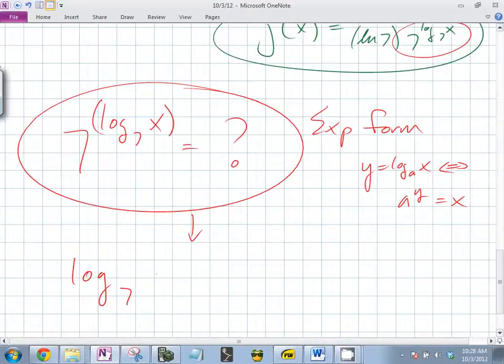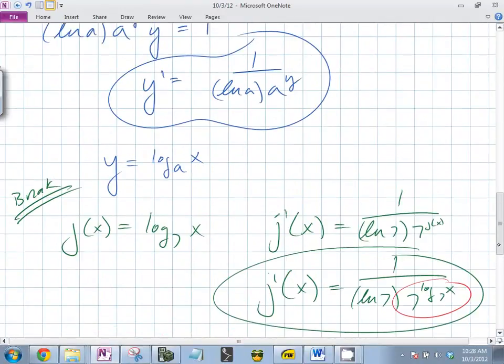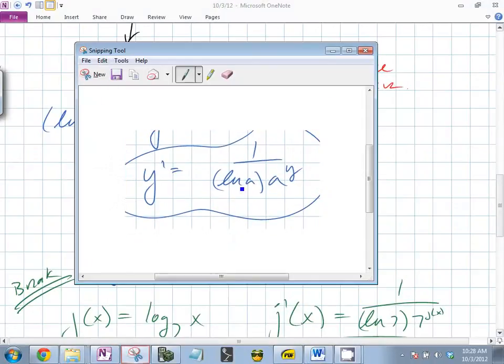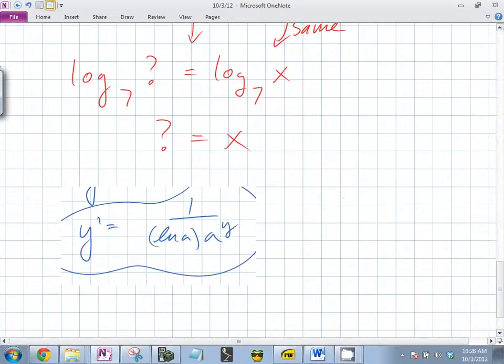This is a little challenging. a to the y, like this, equals log base 7 of x. This right here is the same thing. But if log base 7 of question mark equals log base 7 of x, what has to be true? Question mark equals x. So let's go back and look at our definition here. We came up with this definition right here. That's technically true, but we don't really like that y being in there. We know that a to the y is equal to x. We know that log base a of x is equal to y. These are the same thing.